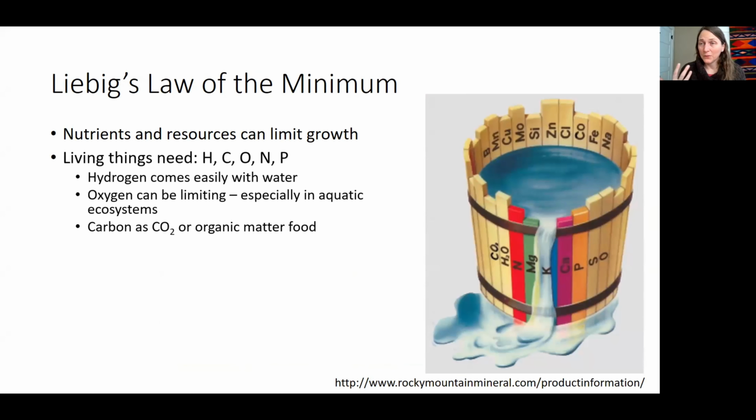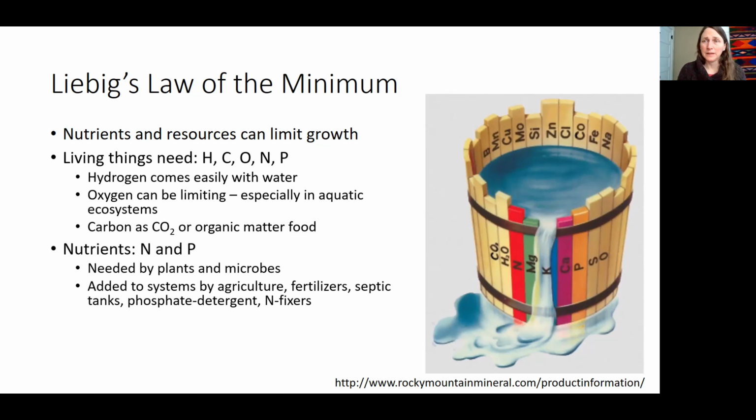There's a lot of different nutrients that plants need. So they need hydrogen, carbon, oxygen, nitrogen, phosphorus, and then a bunch of micronutrients. Hydrogen they easily get in their water. Oxygen can sometimes be limiting, especially in aquatic ecosystems. And carbon comes in as either CO2 or their food. Okay. They also need things like nitrogen and phosphorus, so plants and microbes in particular.